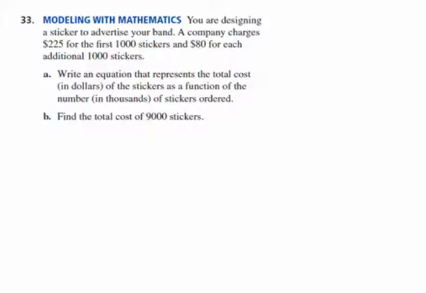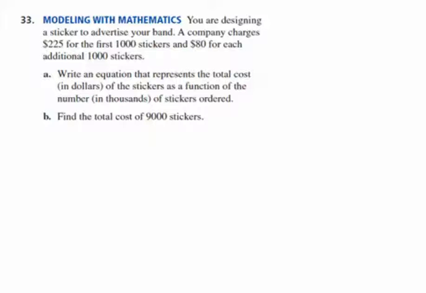Okay, in this video we're going to go on to look at some of the word problems, starting with number 33. You're designing a sticker to advertise your band. A company charges $225 for the first 1,000 stickers and $80 for each additional 1,000 stickers. And we want to write an equation that represents the total cost in dollars of the stickers as a function of the number in thousands of stickers ordered. Then we want to find the total cost for 9,000 stickers.